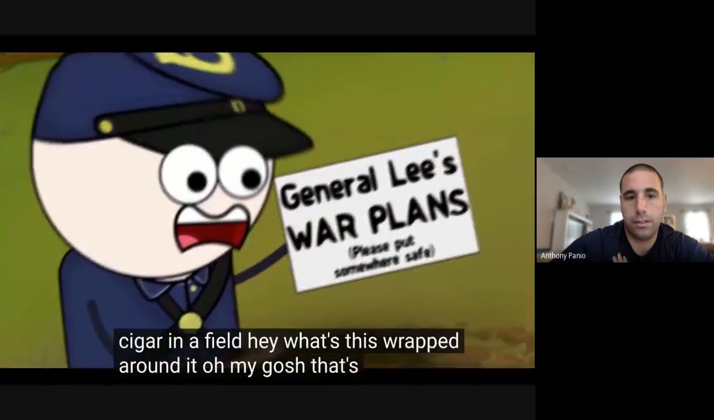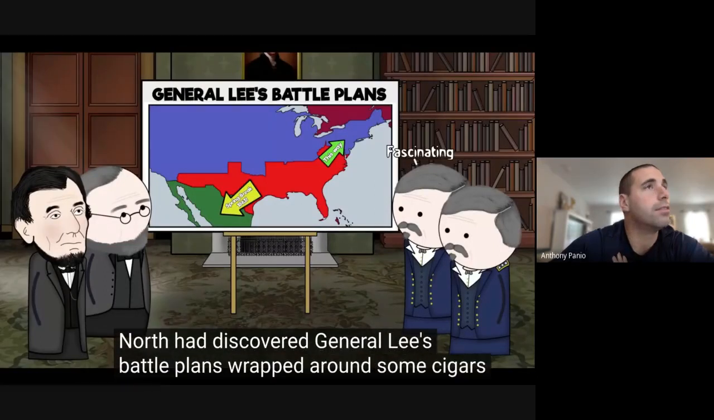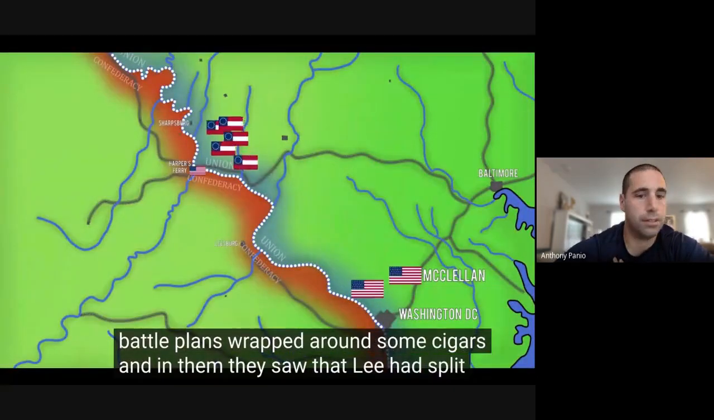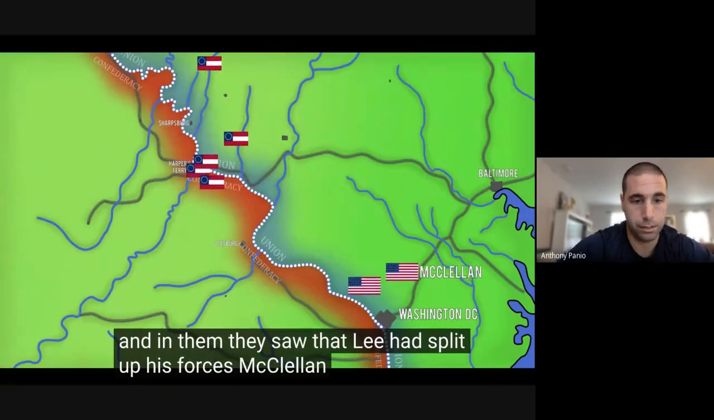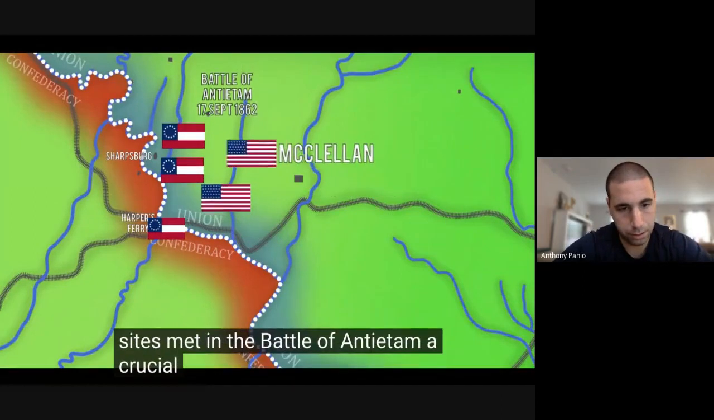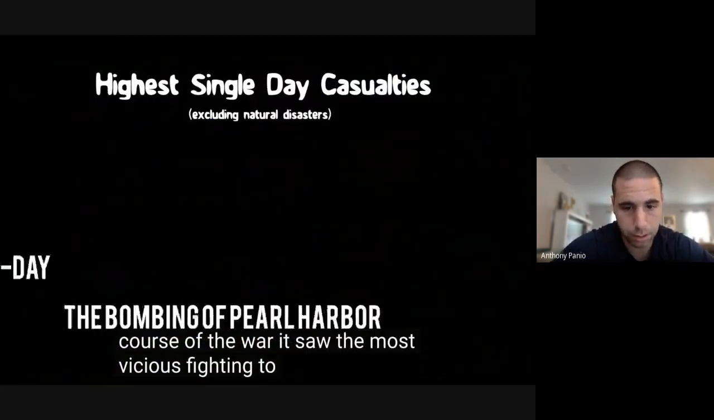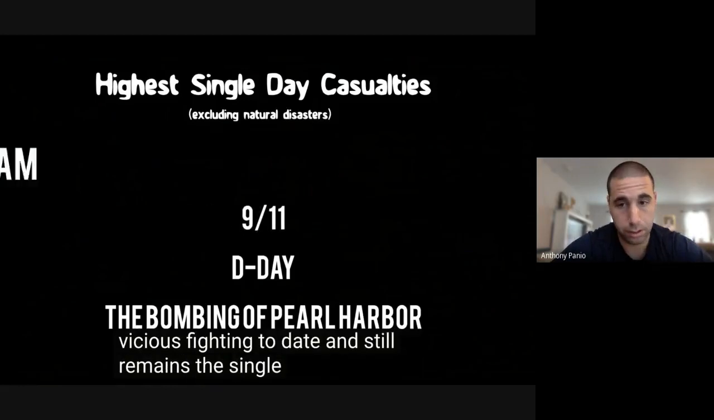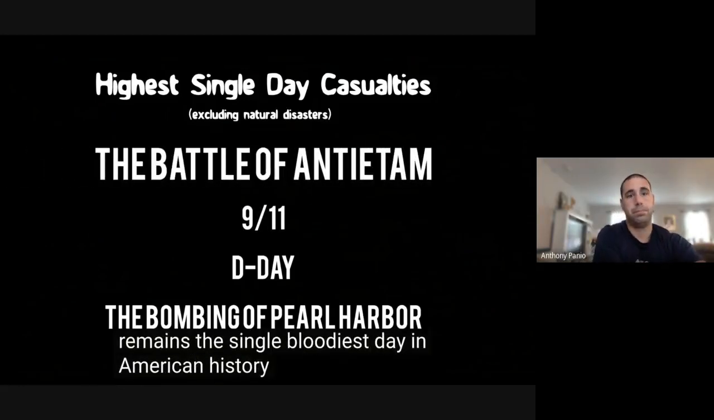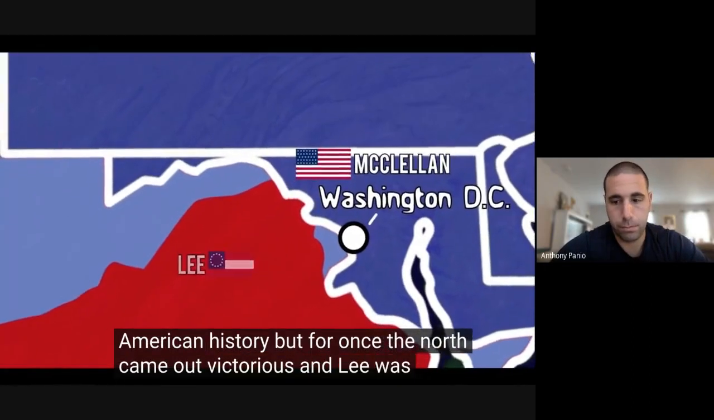Oh my gosh! That's right, the North had discovered General Lee's battle plans wrapped around some cigars. And in them, they saw that Lee had split up his forces. McClellan headed out from DC, and the two sides met in the Battle of Antietam, a crucial battle that would decide the course of the war. It saw the most vicious fighting to date, and still remains the single bloodiest day in American history. But, for once, the North came out victorious, and Lee was forced to retreat.